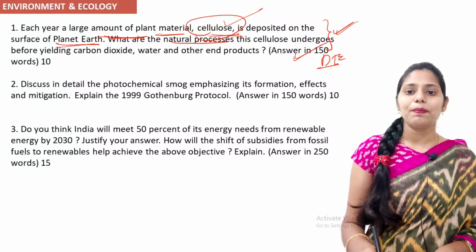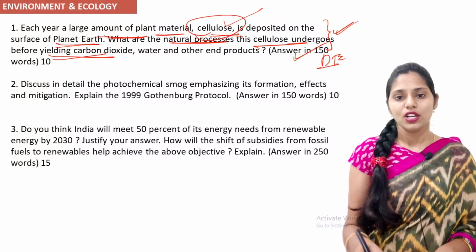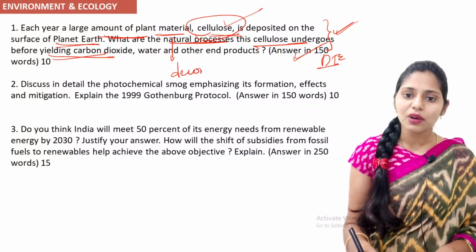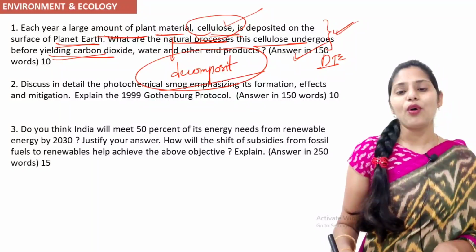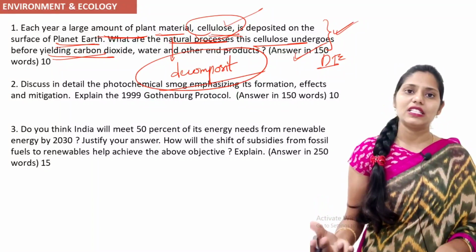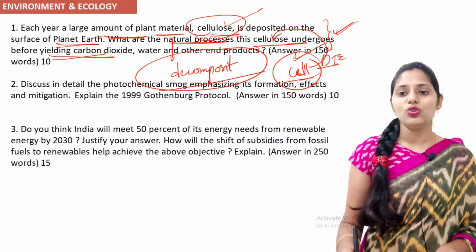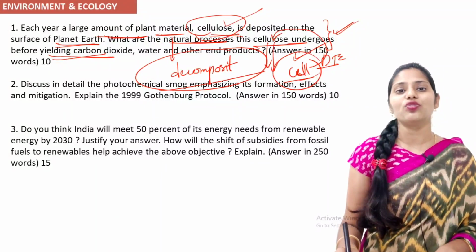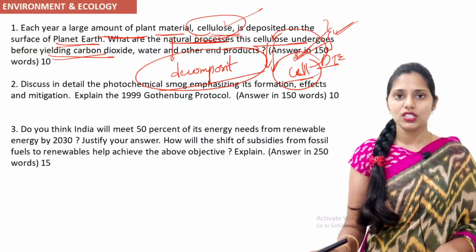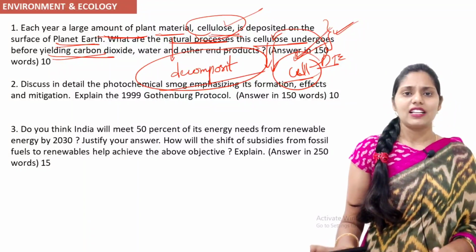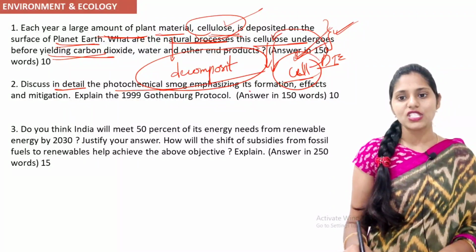And what are the natural processes this cellulose undergoes before yielding carbon dioxide? It is asking especially about the decomposition of the cellulose. Here, one important enzyme is cellulase. Cellulase will act on the cellulose and help in its degradation. So you can write about the different steps of this decomposition of cellulose. That's it.